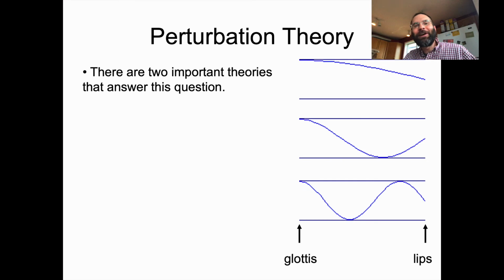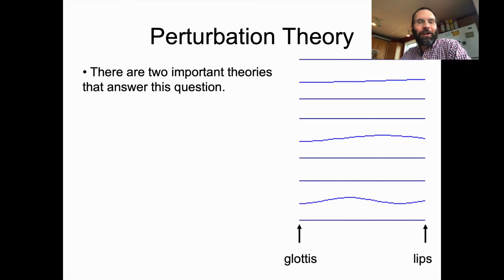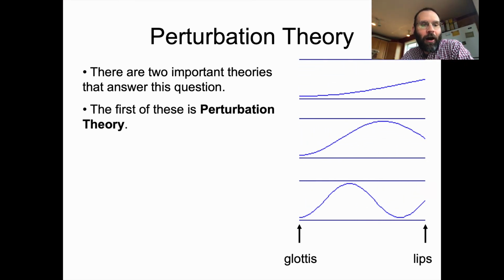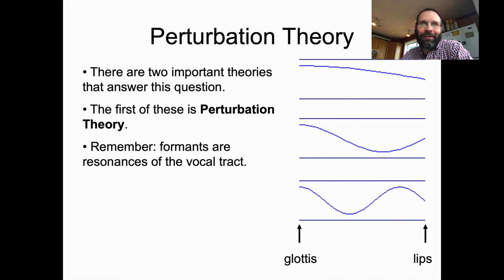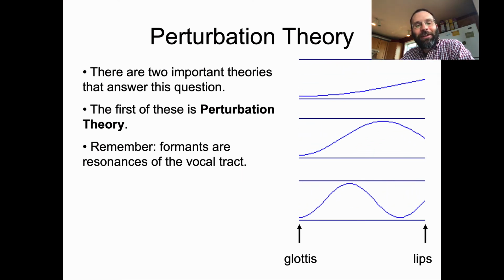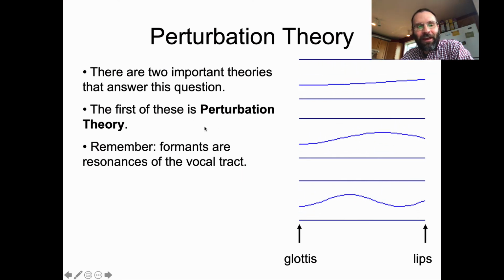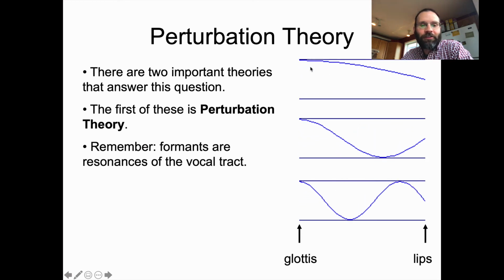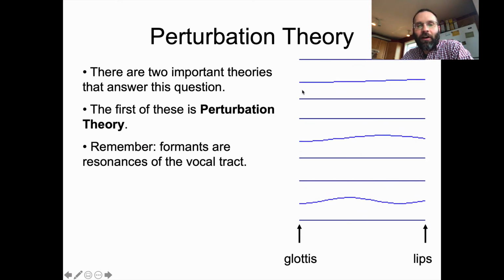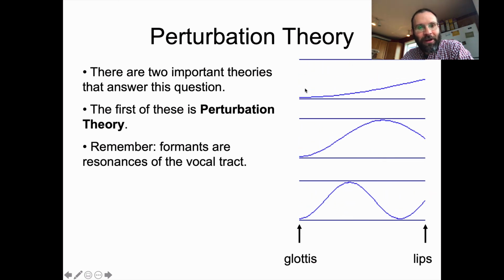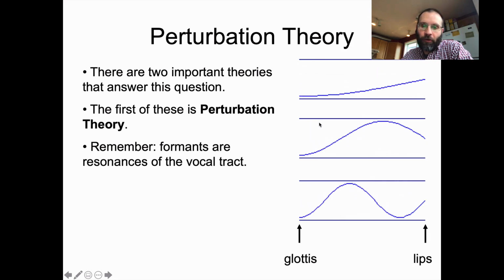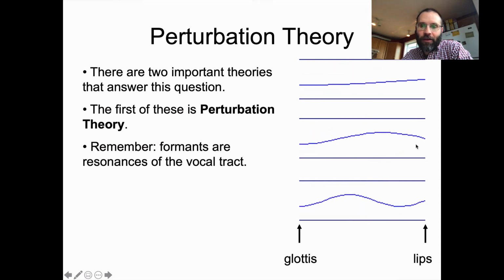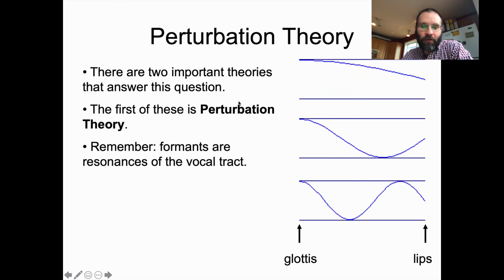All right, so here's our first answer to this question. We're going to talk about perturbation theory. And then when we get through this, we're going to talk about the 2-tube model in a couple of lectures from now. The idea with perturbation theory is that it's based on the knowledge that the resonant frequencies of a resonating tube are based on the standing waves we create in that tube, and also the locations of the nodes and antinodes in those standing waves.